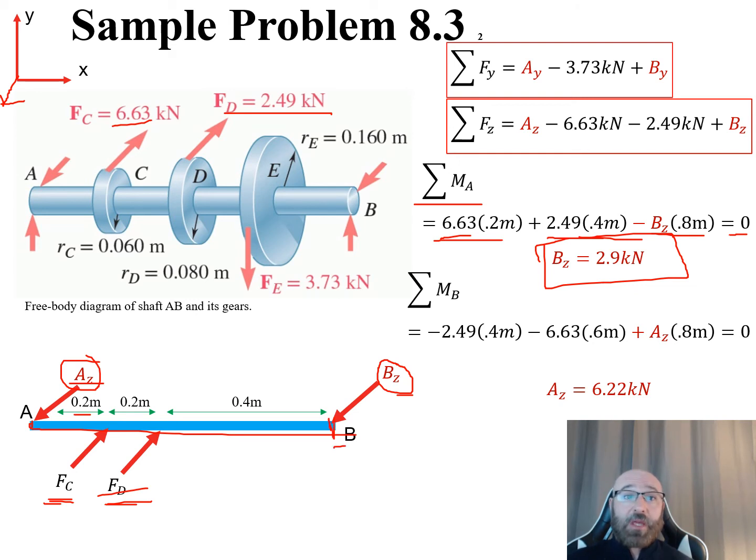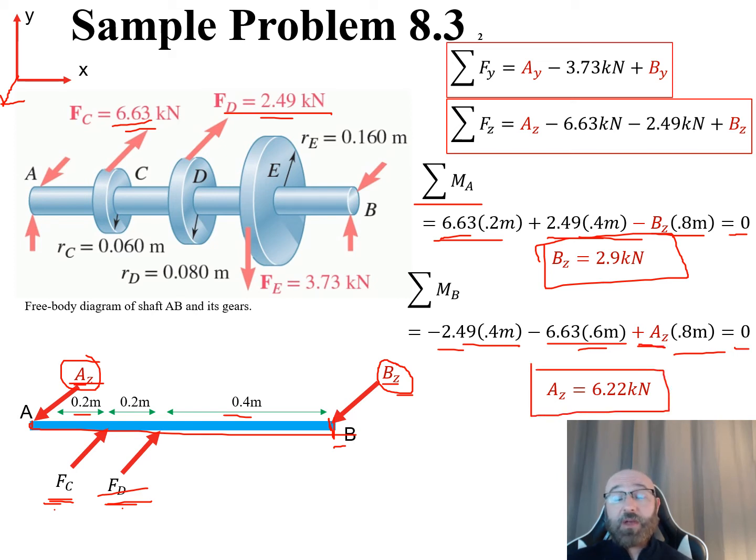Now let's take our moments about point B over here. So for point B, our B sub Z is not going to be contributing, but our A sub Z, F sub Z, and our F sub D all will. So we can say now here we have our F sub D, which is a 2.49 times our distance of 0.4 meters, minus our 6.63 from our F sub C times a distance of 0.6 meters, plus our A sub Z over here times a distance of 0.8 meters is equal to 0 for our equilibrium equation. One equation, one unknown. Our only unknown is our A sub Z.